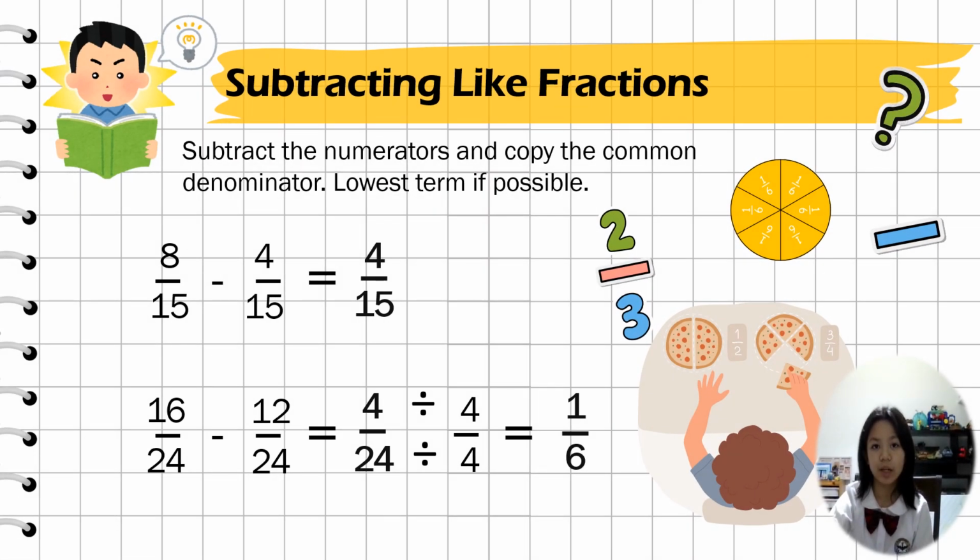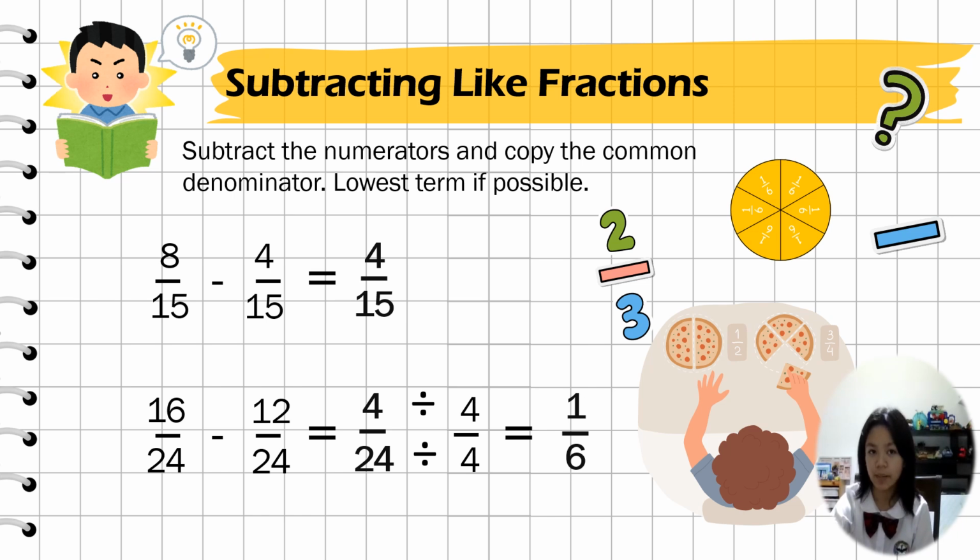Let us now try subtracting like fractions. To subtract like fractions, like an addition, we first subtract the numerator, then we copy the denominator. For example, 8/15 minus 4/15. 8 minus 4 is 4, then we copy the denominator 15. Our answer will be 4/15. 4/15 is already in its simplest form.